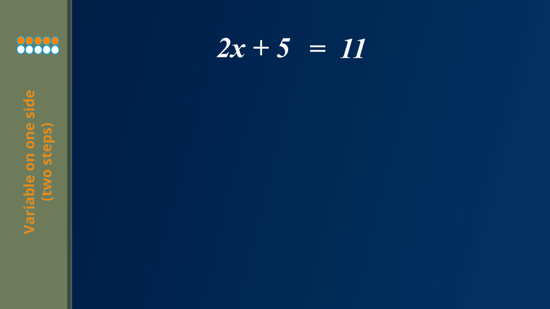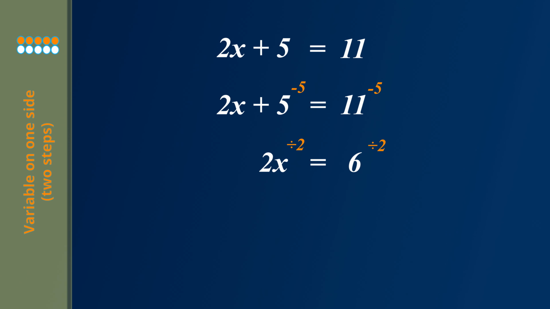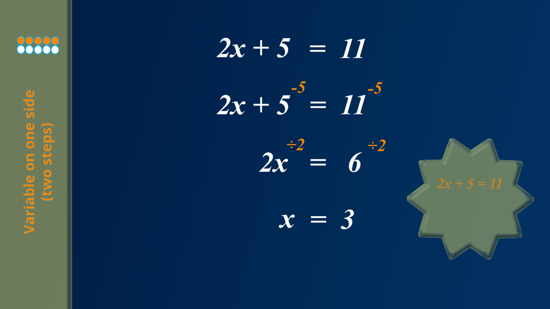The last operation that was done was to add 5, so we will do the opposite. We will subtract 5 from both sides. 2x equals 11 minus 5. 2x equals 6. Now the opposite of multiplied by 2 is to divide both sides by 2. So x equals 3. Let's check that answer. 2 times 3, that's 6, plus 5 is 11. It is correct.